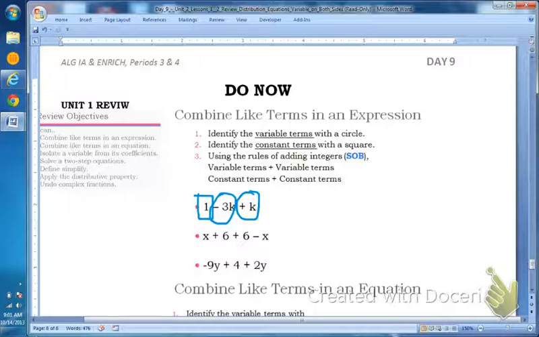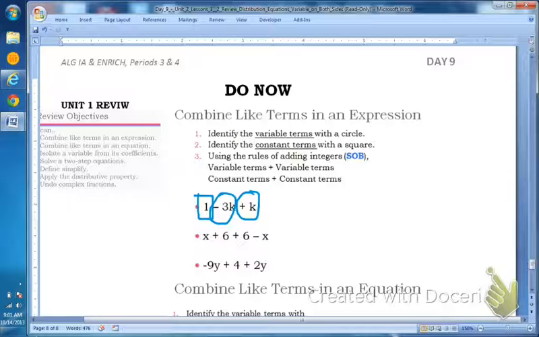Whenever you are combining like terms, you are always using the rule of adding integers, which we abbreviate with the letters SOB. Same signs, add. Opposite signs, subtract. Bigger sign wins. So let's take a look at our variables. When you're combining your terms, we generally will combine our variable terms first and then our constants. So in your answer, you should start off with your variable term and then your constant term.